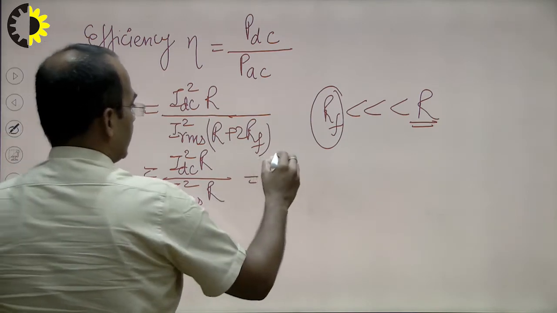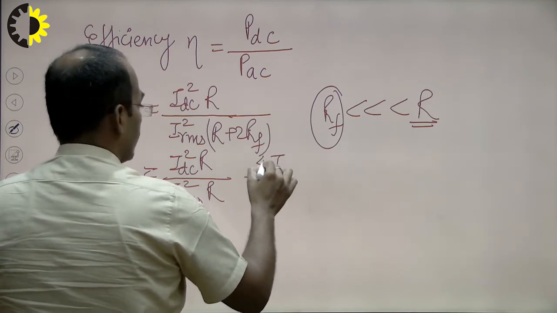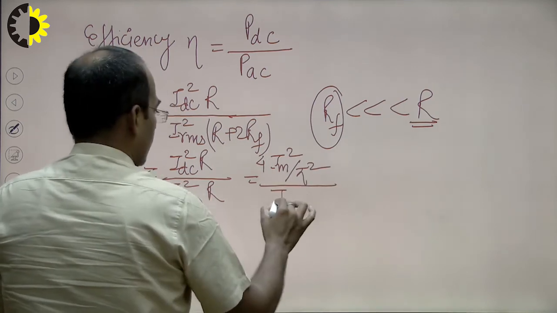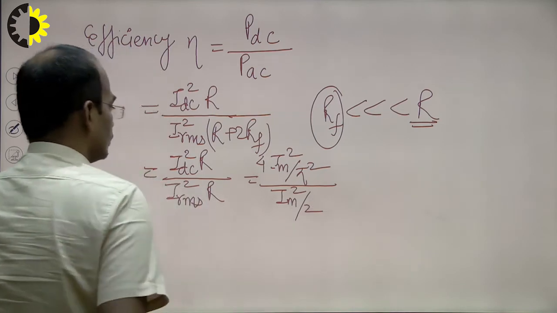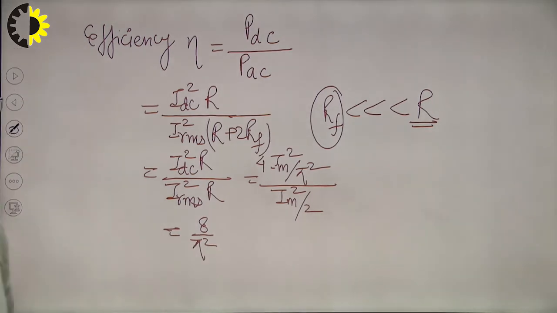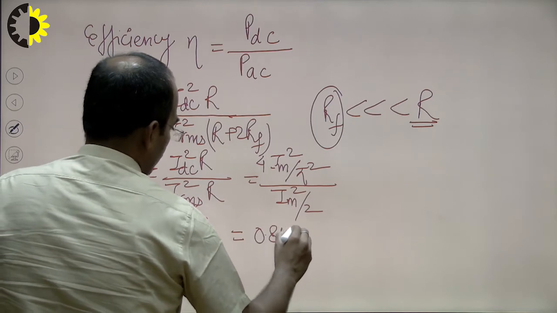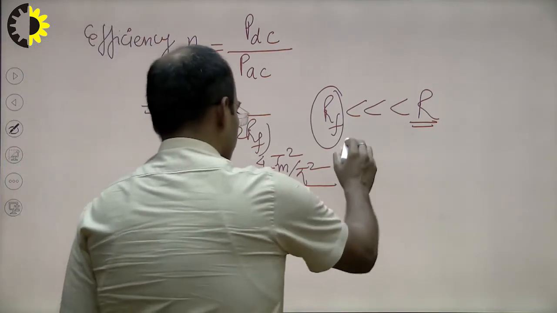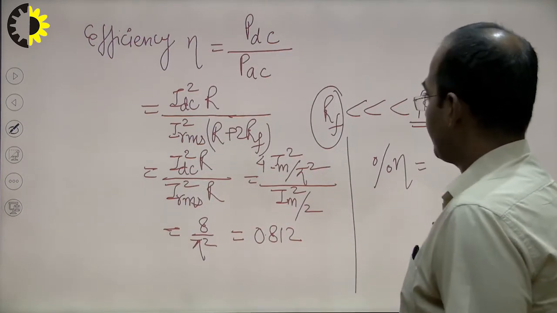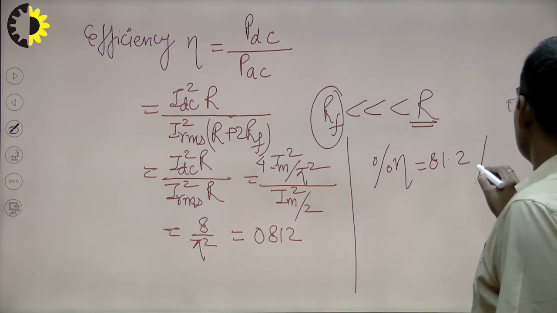IDC is twice Im upon pi. So I am writing here 4 Im square upon pi square, upon Im square by 2. So I can write this as 8 by pi square. After solving this I will get 0.812. So the percentage efficiency of this full wave rectifier is 81.2%.